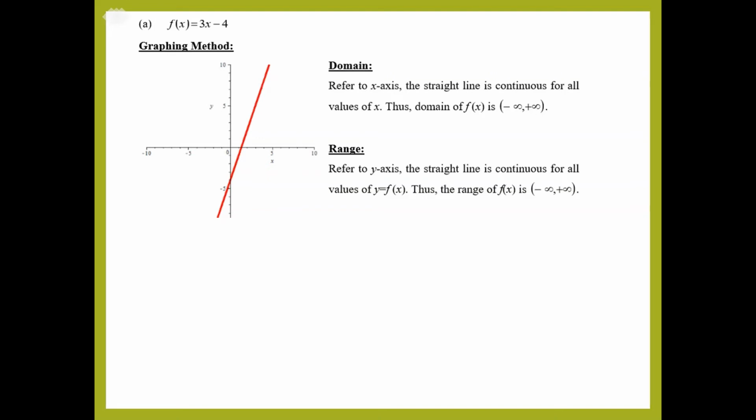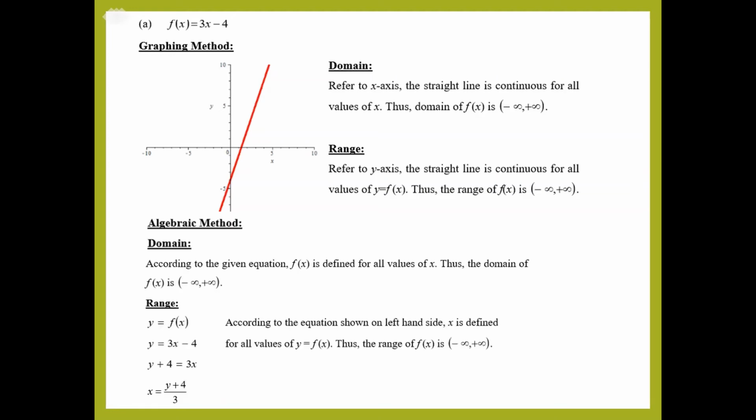As f(x) equal to 3x minus 4 is linear, you should get a line. As f(x) is defined for all x values and all y values, the domain and range of f(x) are both equal to negative infinity to positive infinity.